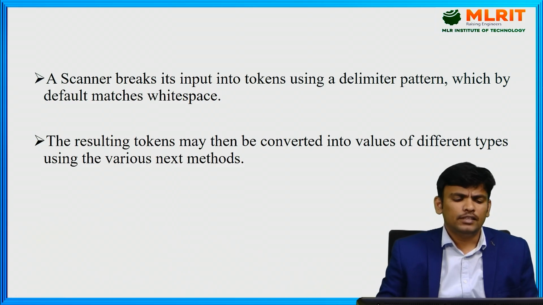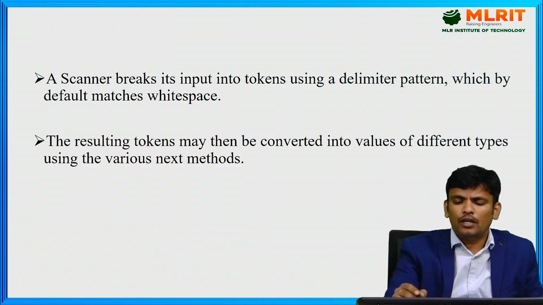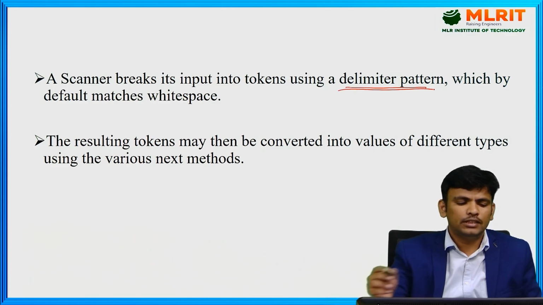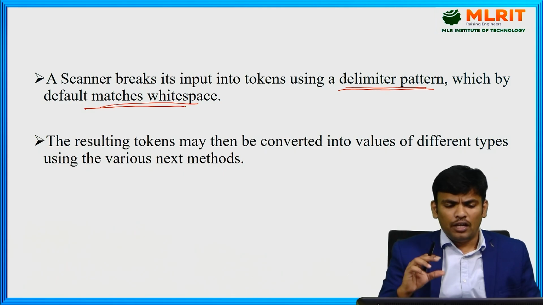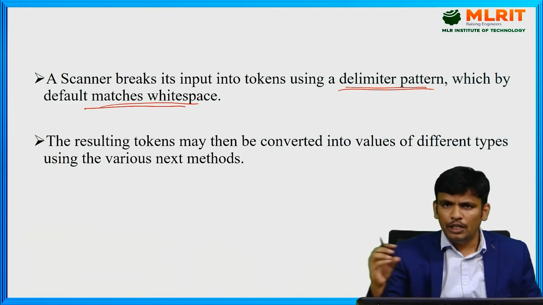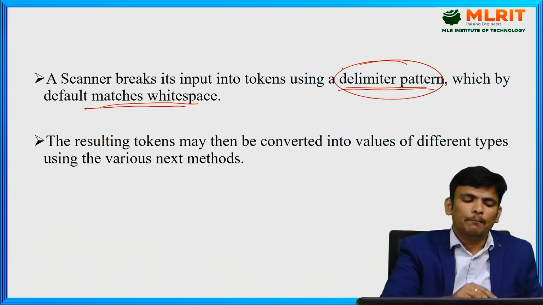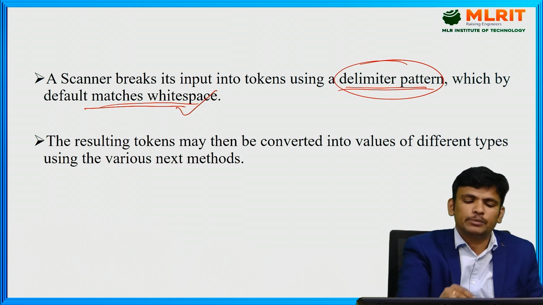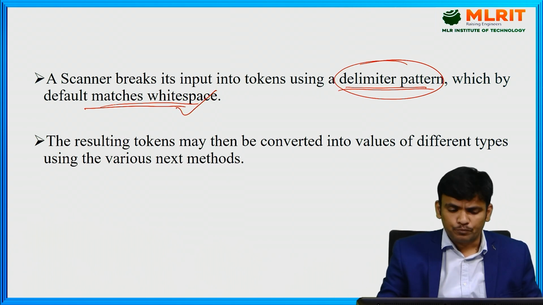Apart from this, the scanner class reads input using a delimiter pattern, which by default matches white space. That means the scanner class divides your entire string or input into small tokens based on the delimiter. The default delimiter in the scanner class is white space. Based on the white space, it will divide the tokens.